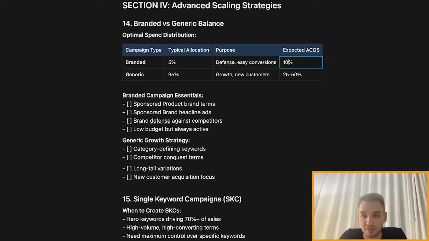Again, unless you're a supplement brand, expected ACOS is 10% on branded and 20 to 50% on generic traffic. But if you're a supplement brand, you're looking at 100% ACOS on any generic traffic and about 50% on branded traffic. And that's from what I've seen managing ads for supplement brands.